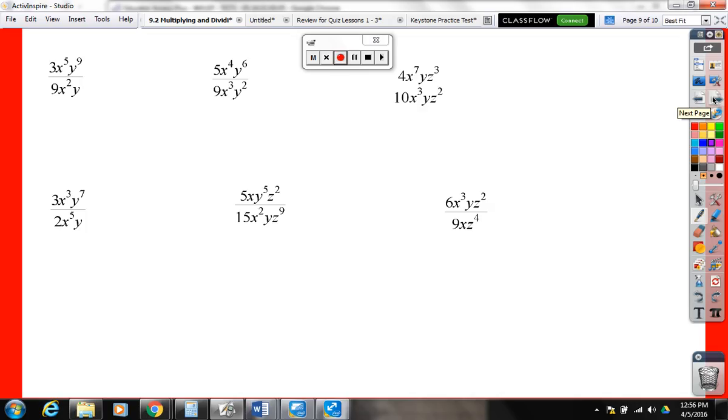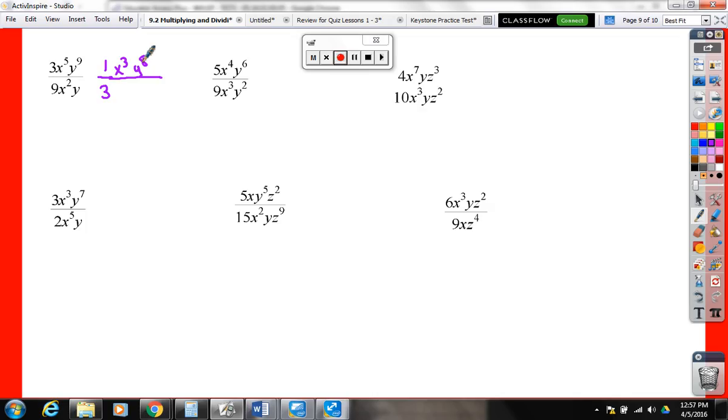Okay, the next example, let's see if this one's a little weird. This one you can't do 3 divided by 9 and just get a normal whole number. So what we have to do is treat this as a fraction and just reduce the fraction. So 3/9 would reduce to 1/3. And then I'm just going to put all my letters across the top. So x to the 5th divided by x squared is x to the 3rd. And y to the 9th divided by y is y to the 8th.